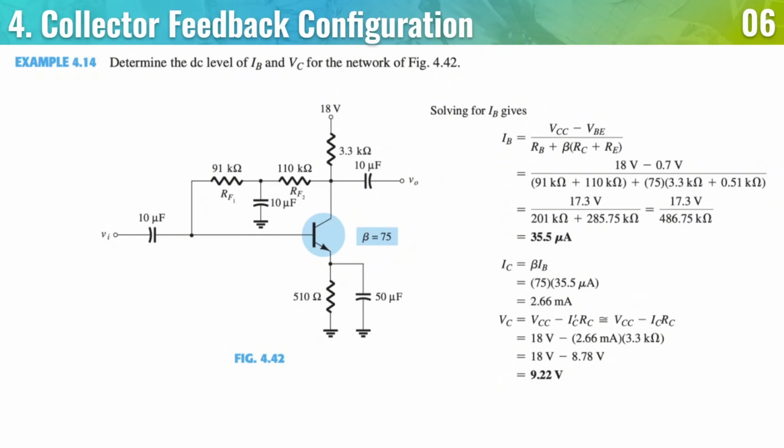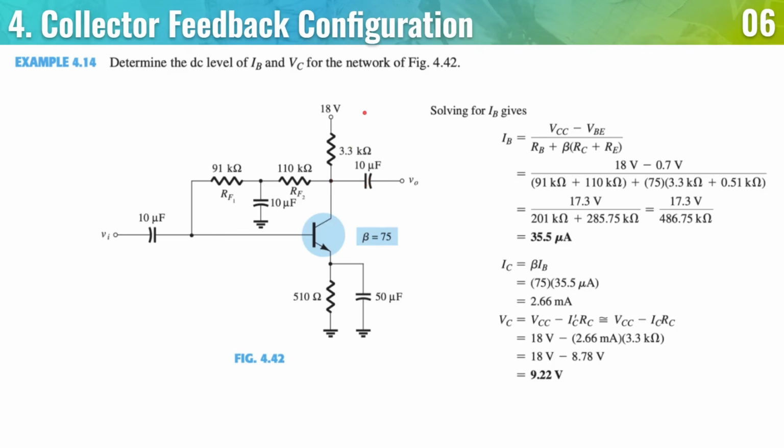IC is equal to beta IB as always, and you will use that beta IB. You use the IC to get this VC. So this time, remember what we usually have is VCC is equal to VC minus ICRC. So I want you to look here. VCC is, I think, at this part, or rather at this part.